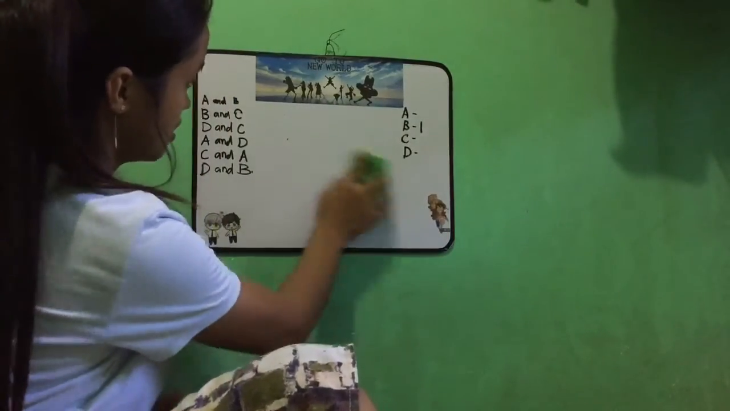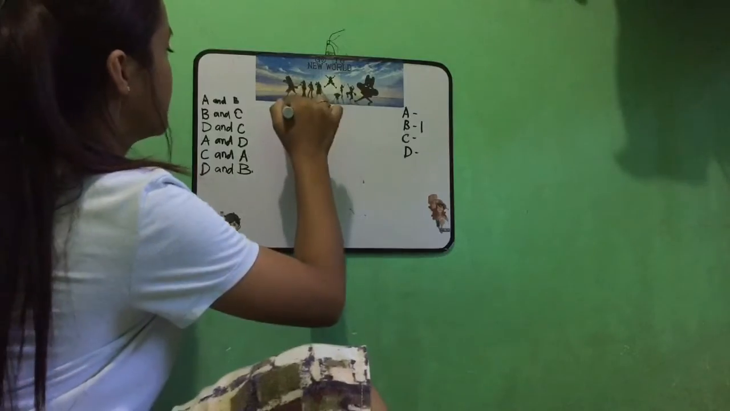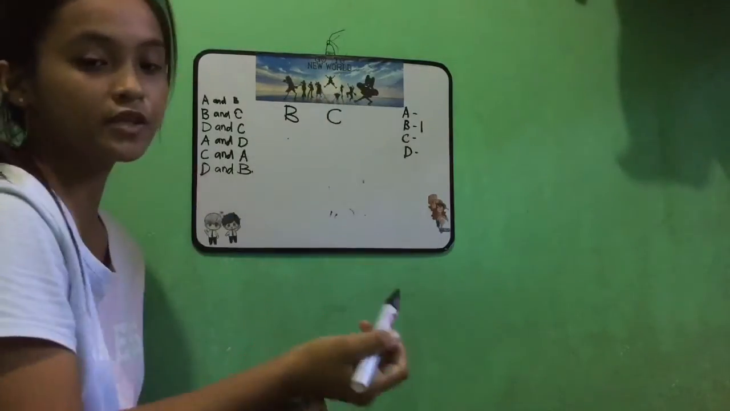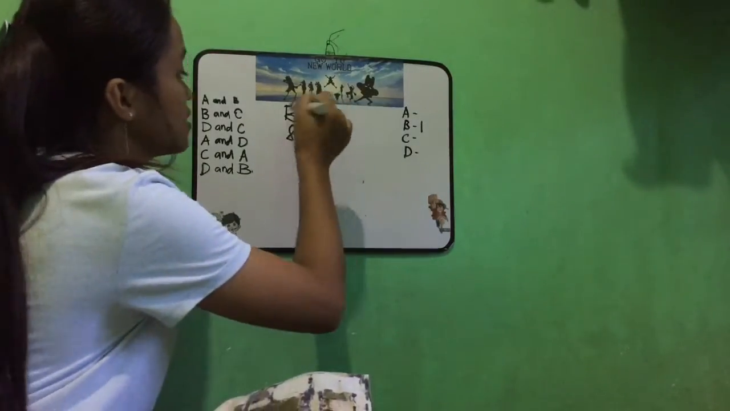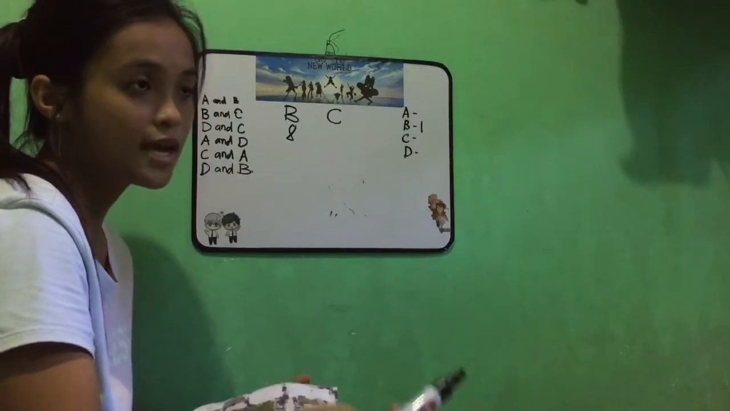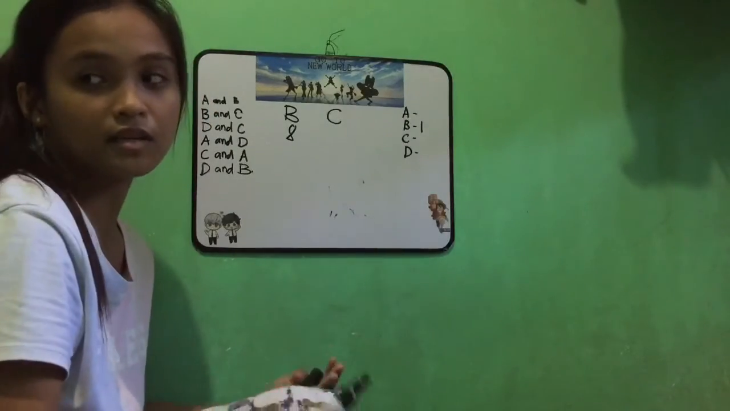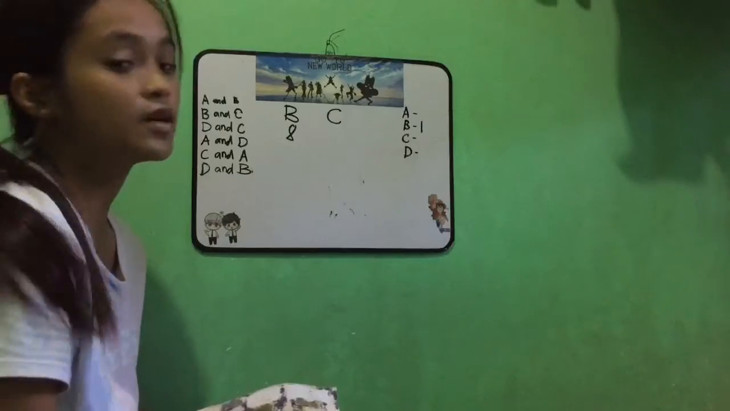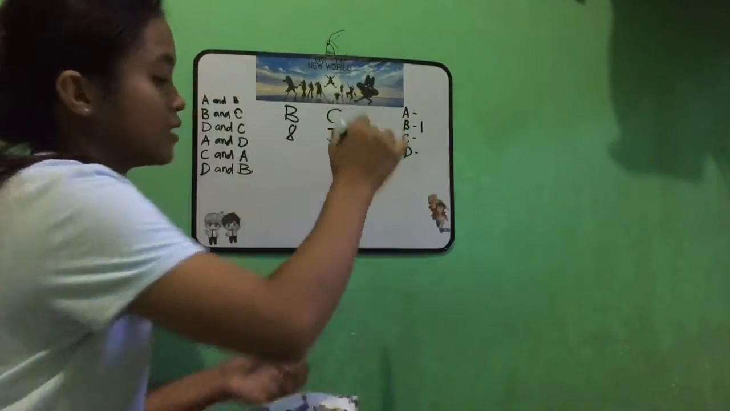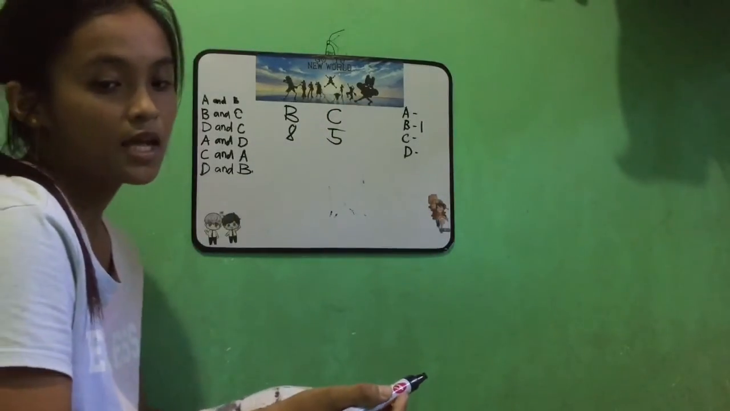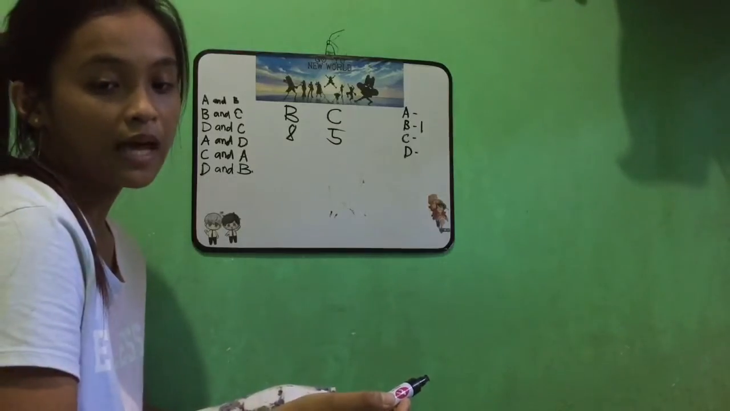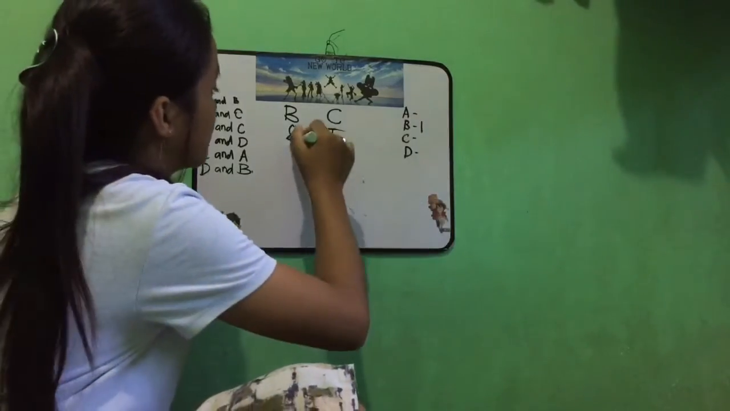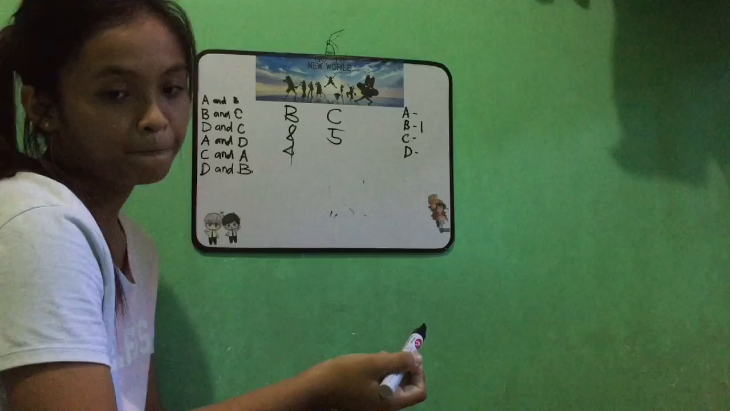Now let's move on to the other pair, which is B and C. In the first column, B will have 8 votes since it appeared earlier than C. Next, C will have 5 votes since it appeared earlier than B. Next, B will have 4 votes since it appeared earlier than C.